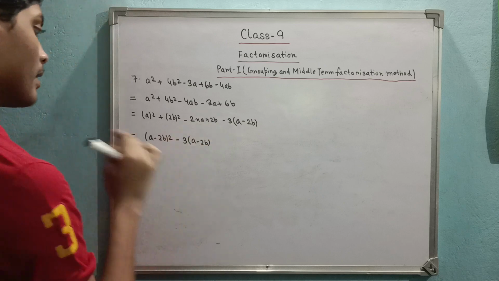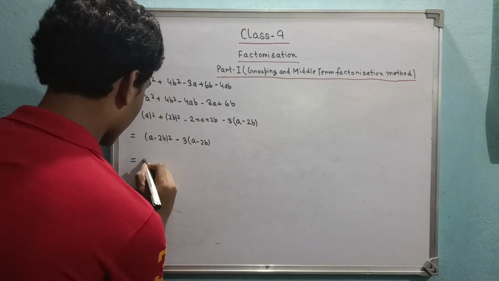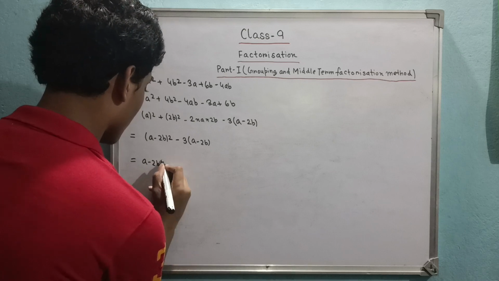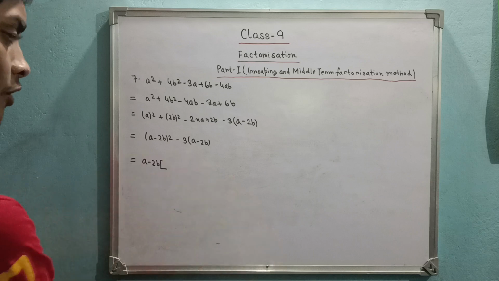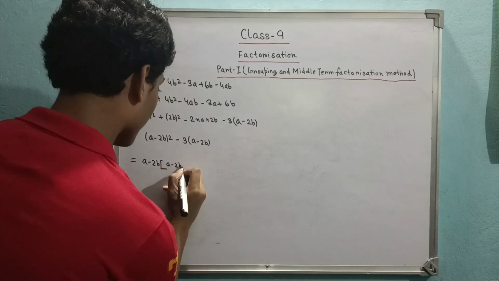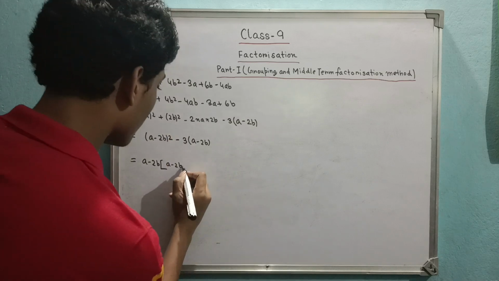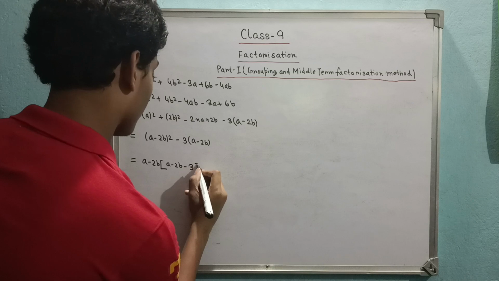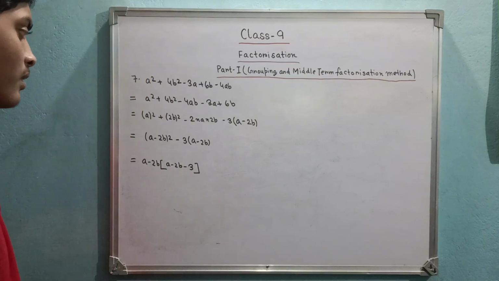There you go. Now we have a minus 2b common. Let's just take it out. I can write this as a minus 2b into a minus 2b taken common, another one will remain. So it will be a minus 2b. Here a minus 2b is taken common, minus 3 will only remain, minus 3. That is your answer, a minus 2b into a minus 2b minus 3.